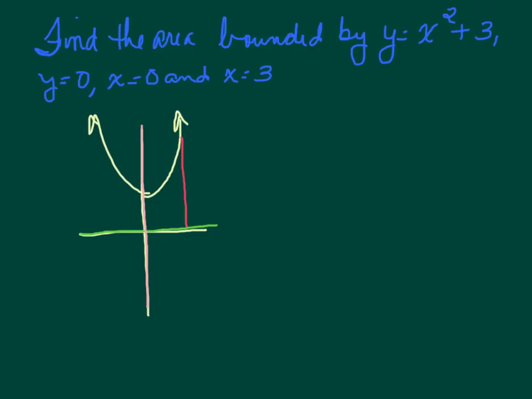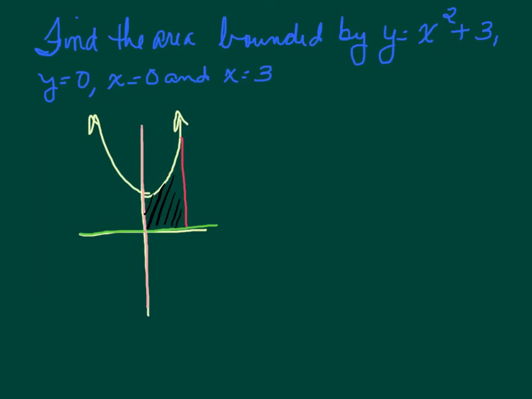Okay, let's move on and do a couple more examples. All right, let's say we want to find the area bounded by y equals x squared plus 3, y equals 0, which would be the x-axis, x equals 0, which is the y-axis, and then x equals 3. Okay, so we're looking for this area right in here.